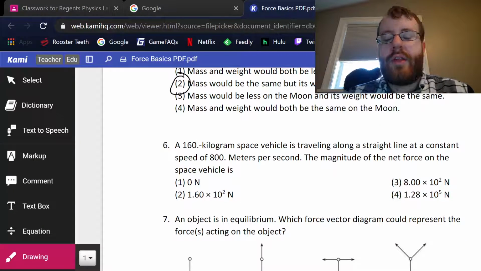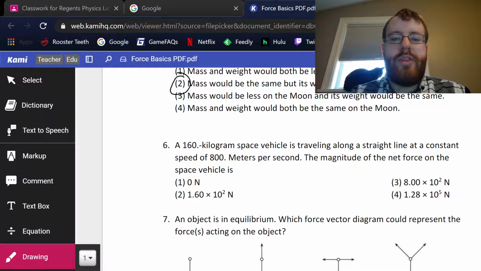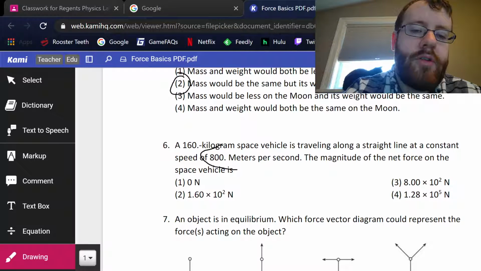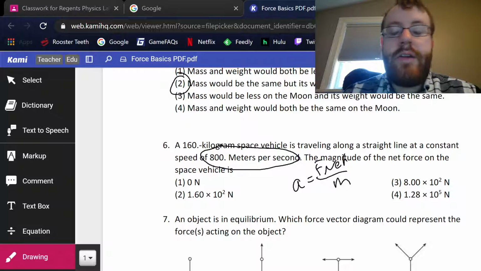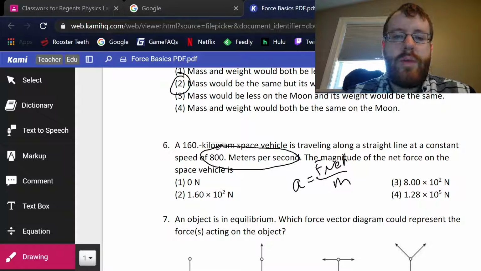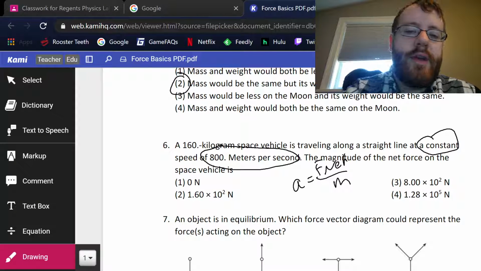Okay, question 6. It looks like a complicated question, but the important thing to get off of this: a lot of people are going to treat this as an acceleration and want to plug it into our formula, a equals F net over m. But that value is not an acceleration. That value is a speed. In fact, it's a constant speed.